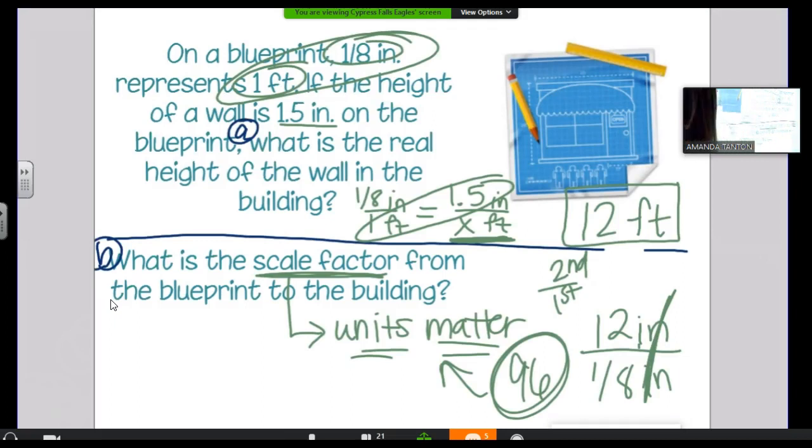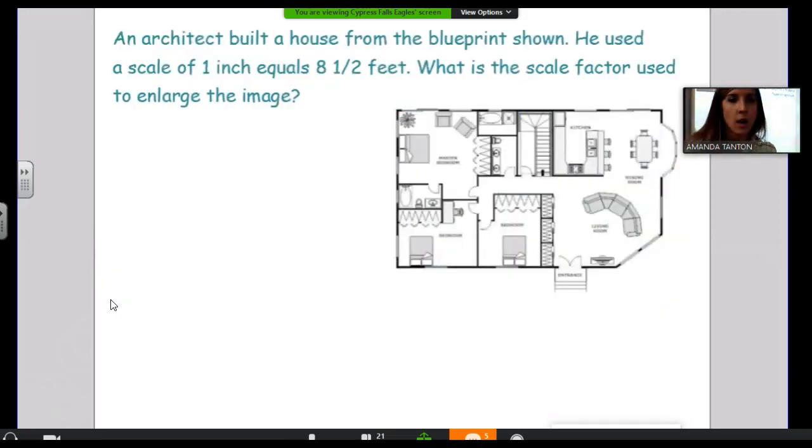The units should cancel. And we're going to try 2 more if you have time. An architect built a house from the blueprint shown. He used a scale of 1 inch equals 8.5 feet. What is the scale factor used to enlarge the image?